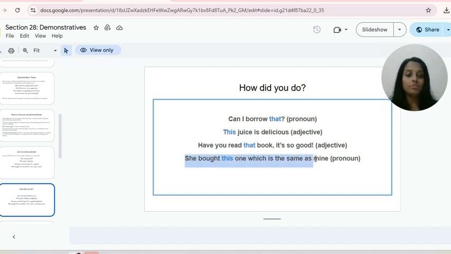She bought this one, which is the same as mine. This one, which is the same as mine. So here it is a pronoun because it replaces a noun.